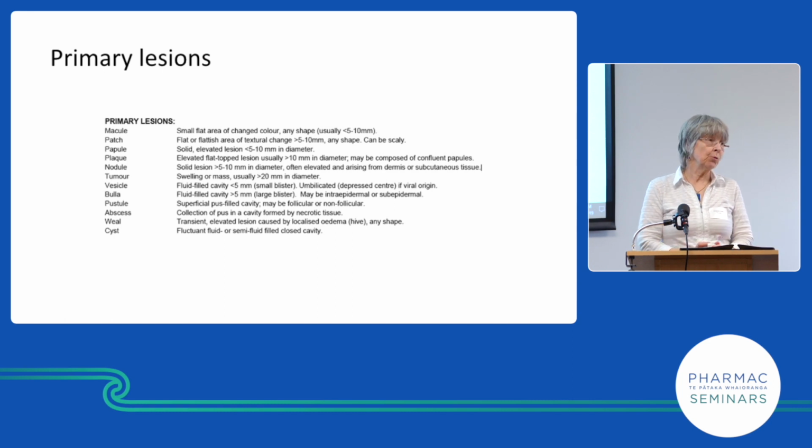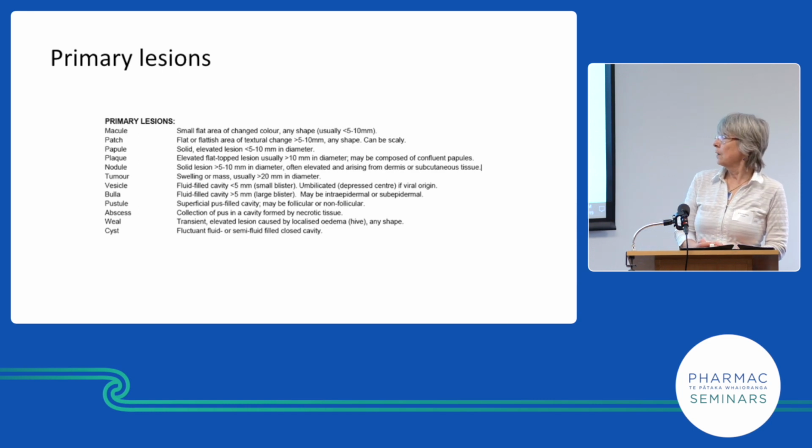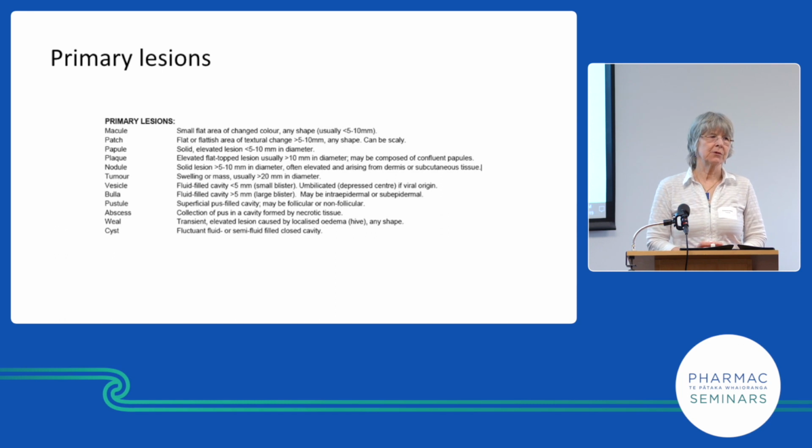A vesicle is a small blister, usually multiple. A bulla is big blisters. Pustule is purulent, so instead of being a clear coloured blister, it's not transparent. They're often yellow, but they can be white and they can be green. Abscess is a bigger collection of pus. A wheal is a skin swelling, which is transient, and a cyst is fluctuant because it contains something that moves.